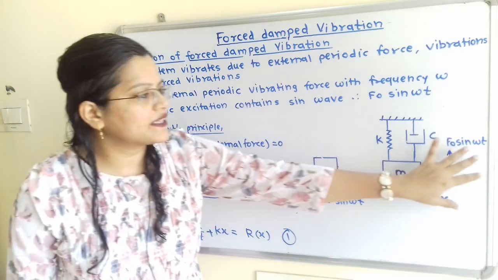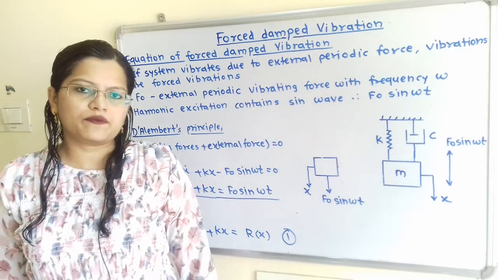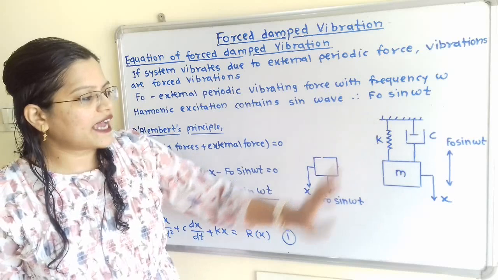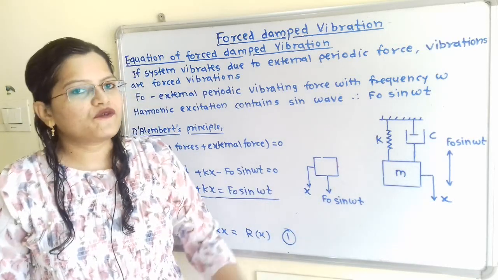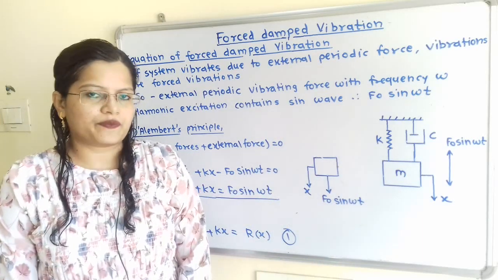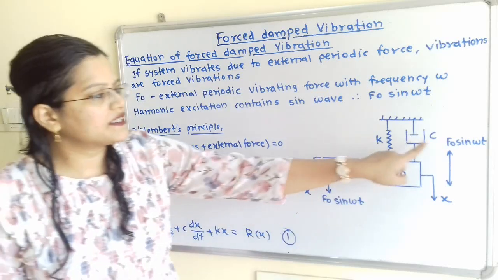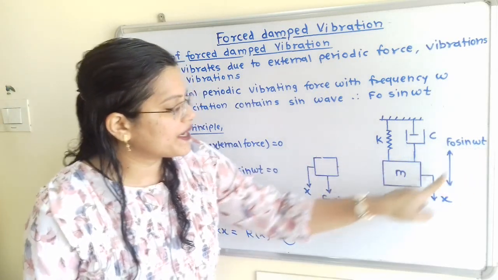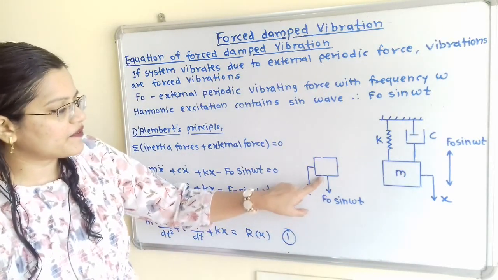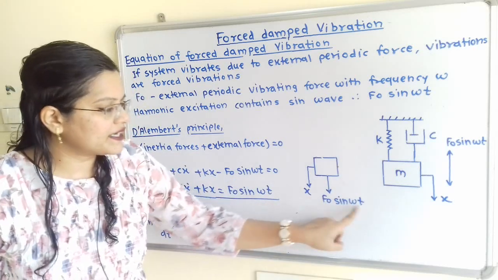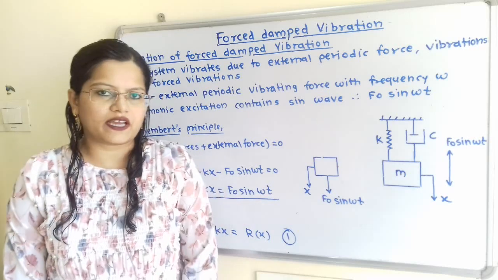Now when we apply this external force, the system vibrates about its mean position. For this diagram, displacement x is shown in the downward direction, and we have to draw the free body diagram. When the displacement x is in the downward direction, that means this external force Fo sin omega t will also act in the downward direction. So for the free body diagram, we will show here Fo sin omega t in the downward direction, and x displacement is also in the downward direction.